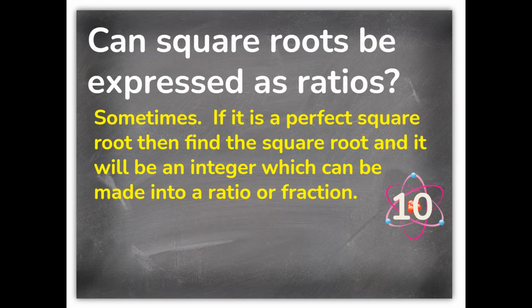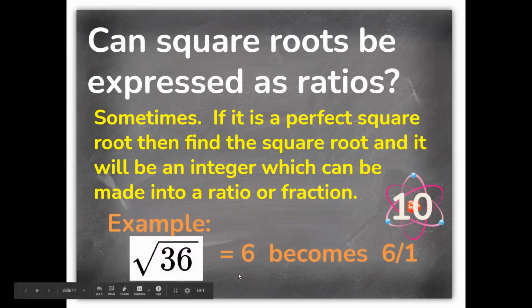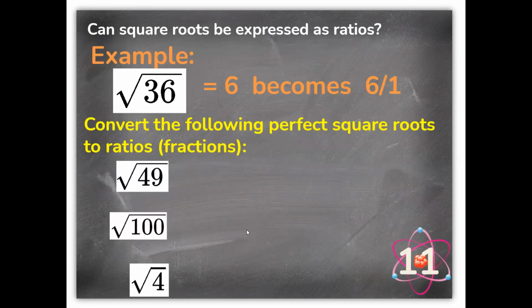And then we just figured out how to turn integers into fractions. And that's my example down there. So the square root of 36 is 6, which becomes 6 over 1. If it is not a perfect square root, we'll talk about that in a second. So let's just focus on these perfect square roots now. And we're going to convert the perfect square roots into ratios or fractions. So I'll do the first one, you do the next two.